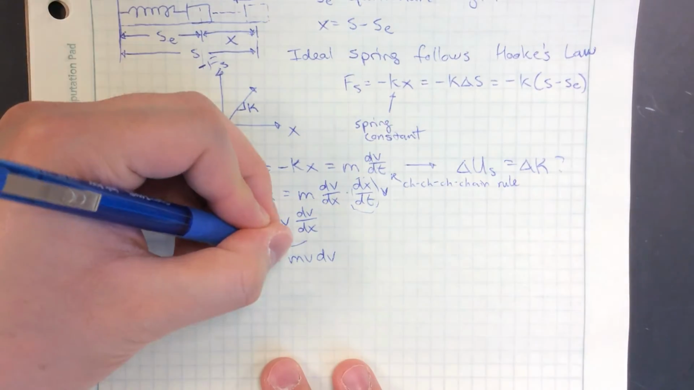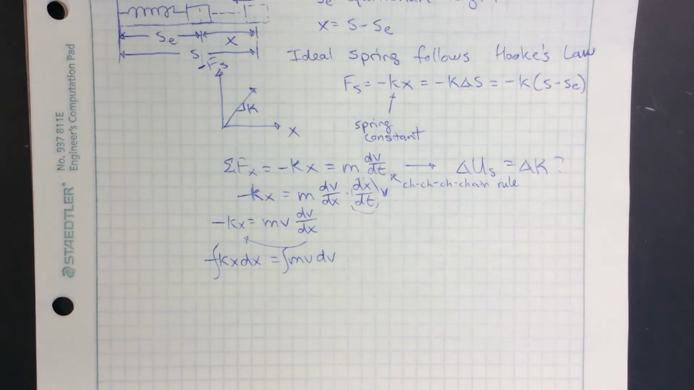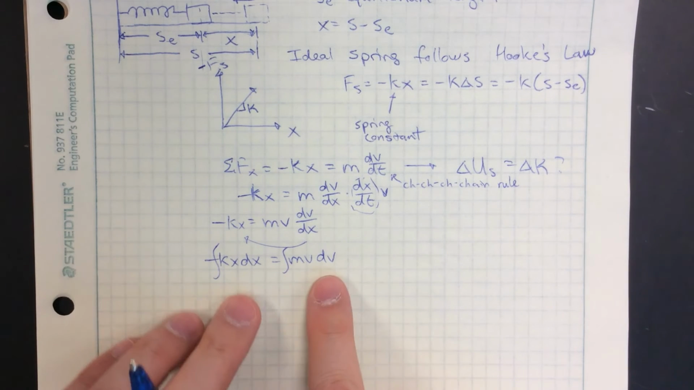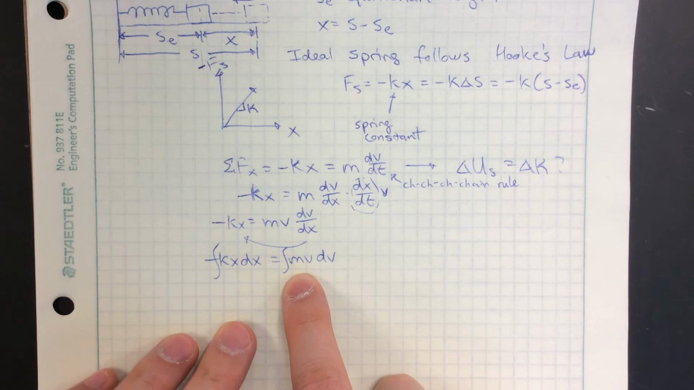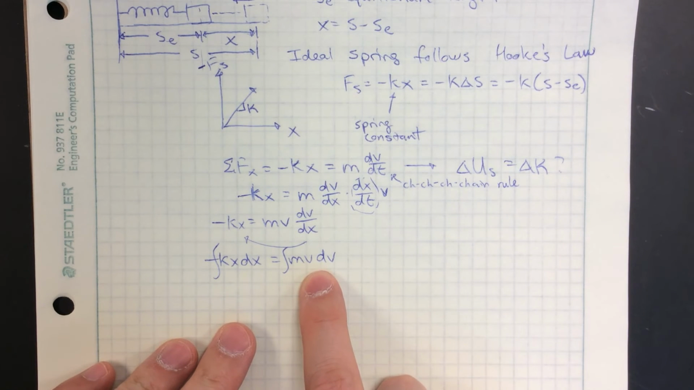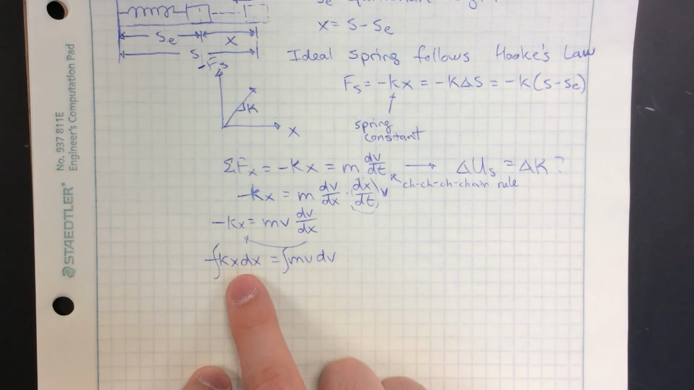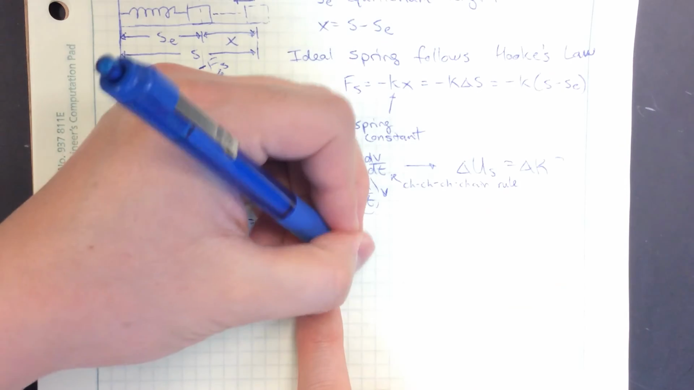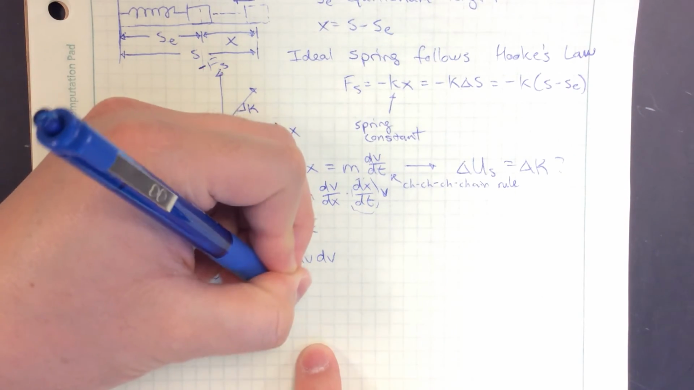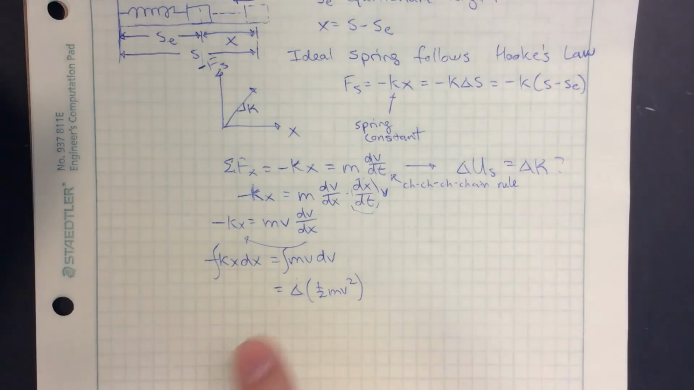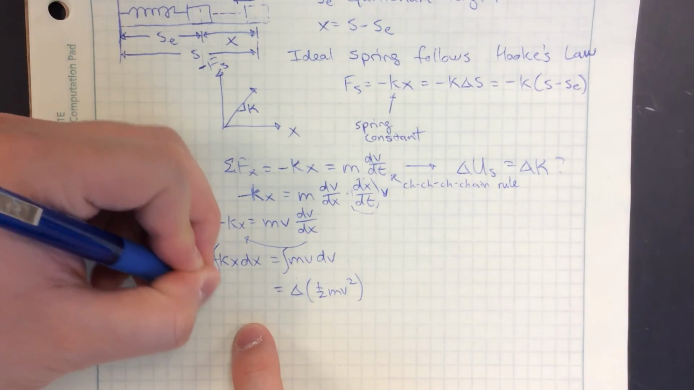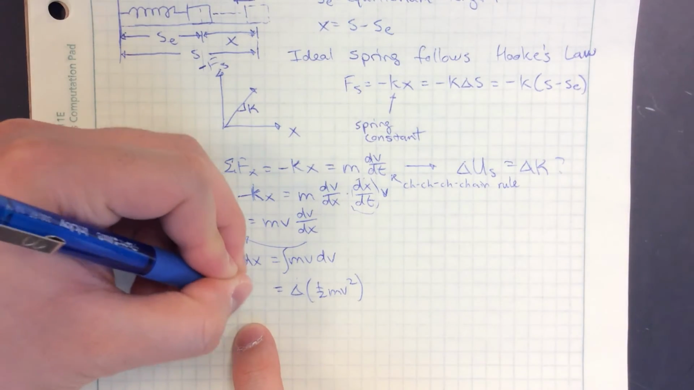You're going to integrate both sides. Okay. Notice the similarity in the structure. You have a constant times a variable, and you're integrating with respect to that variable. You have a constant and a variable, and you're integrating with respect to that variable. So if this one became the change in 1/2 mv squared, then this one is going to be the negative of the change of 1/2 kx squared.